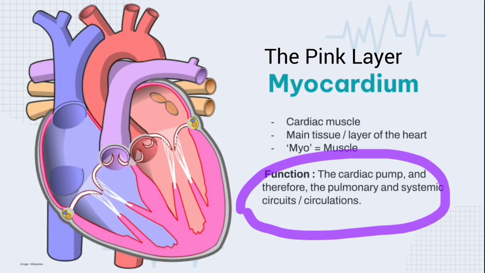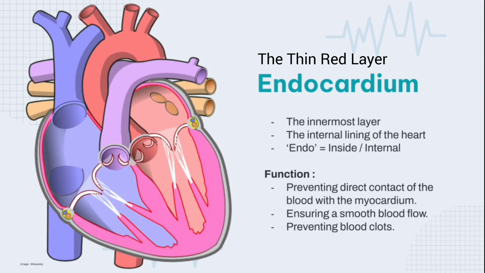The endocardium is the innermost layer of the heart. The prefix endo means inside, which makes the word endocardium, the smooth inner lining of the heart. It is responsible for preventing direct contact of the blood with the myocardium, ensuring a smooth blood flow and preventing blood clots.